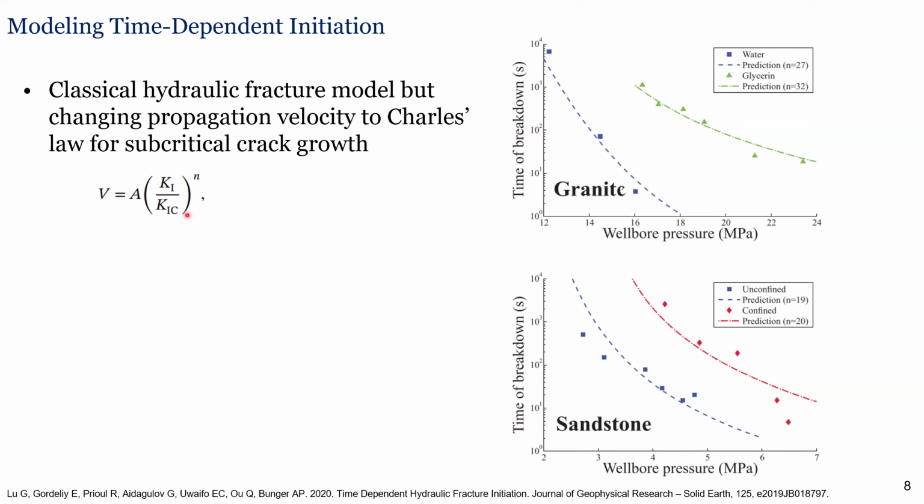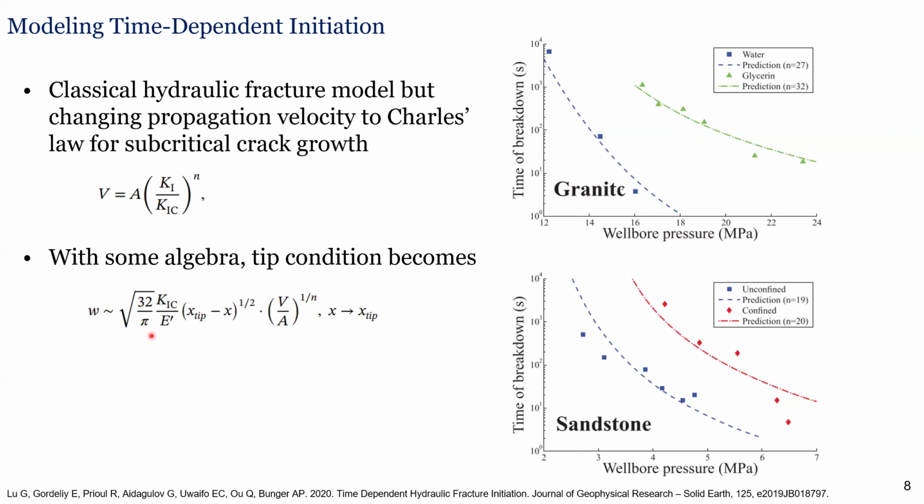would be compared to K1C, the fracture toughness. And if K1 is less than K1C in the original model, nothing's happening. Fracture is not propagating. But what we believe is actually happening is that the fracture can propagate subcritically. We actually use Charles' law, the classical way of considering subcritical crack growth. And we can make a modification of our tip condition in the hydraulic fracture model.